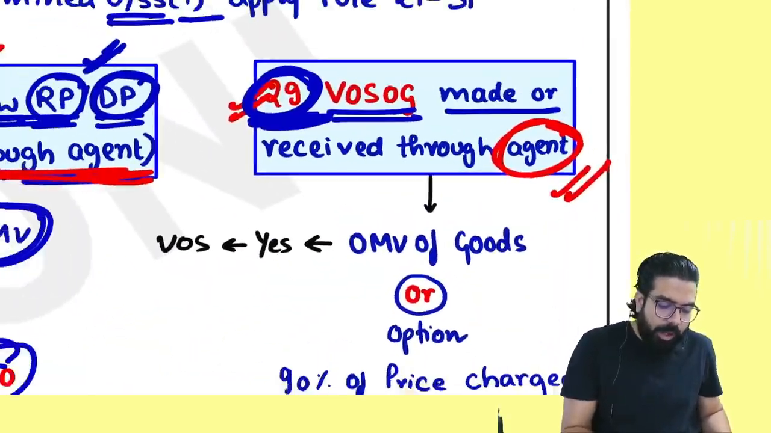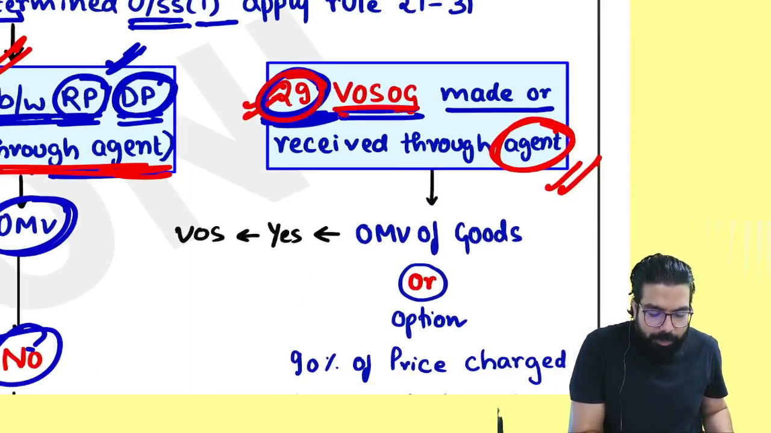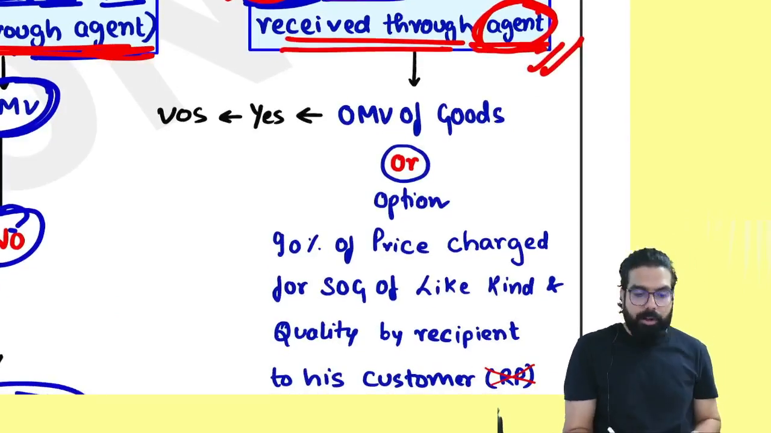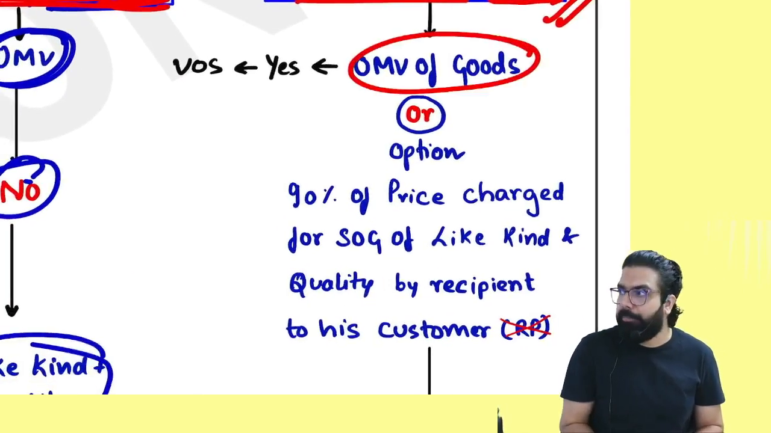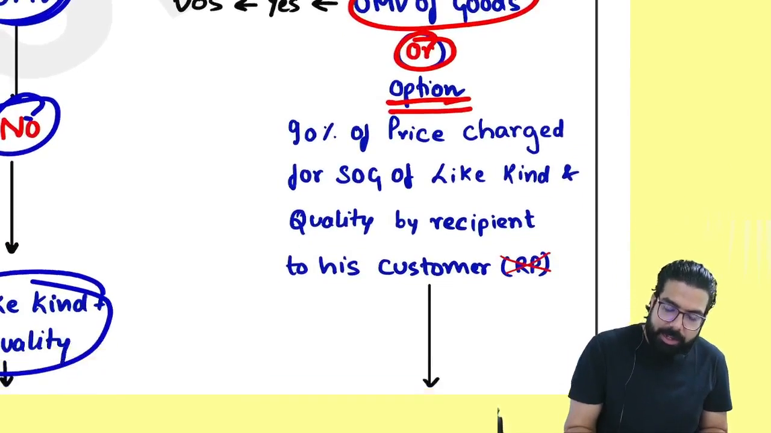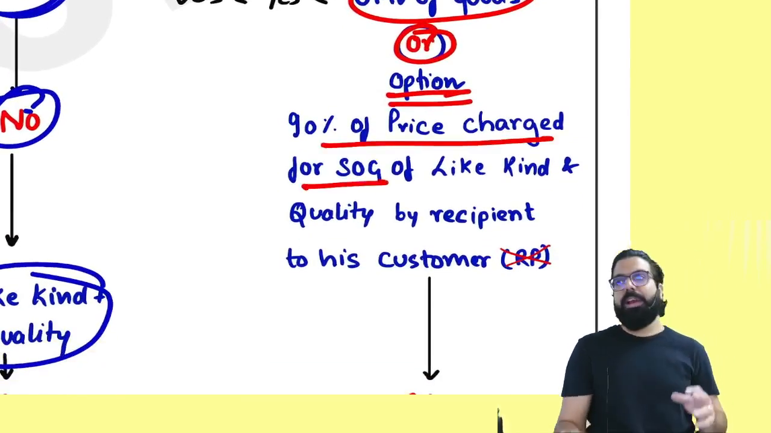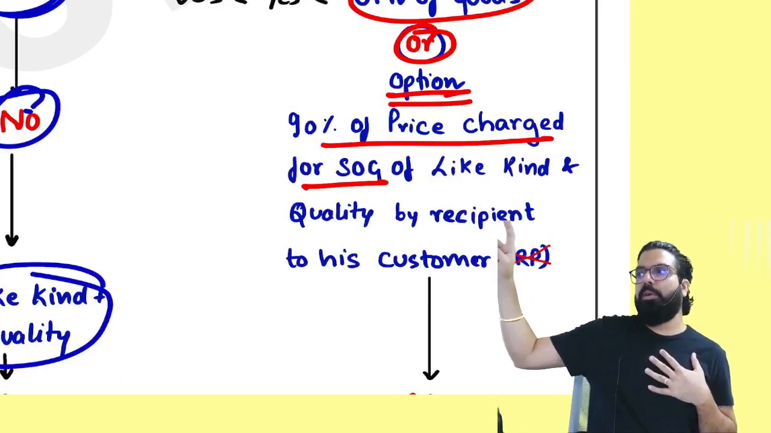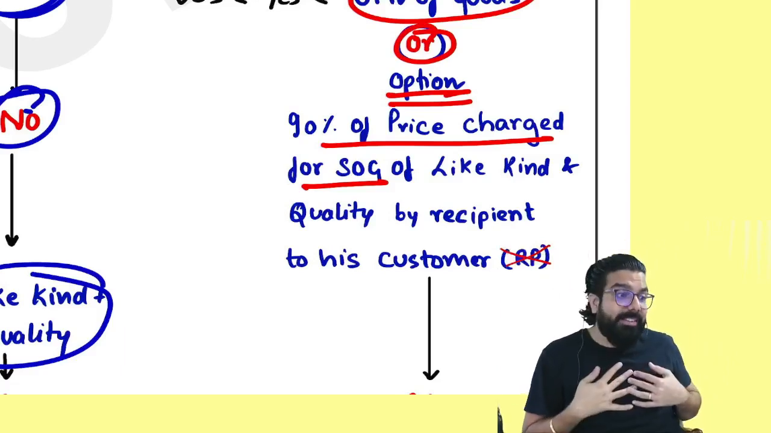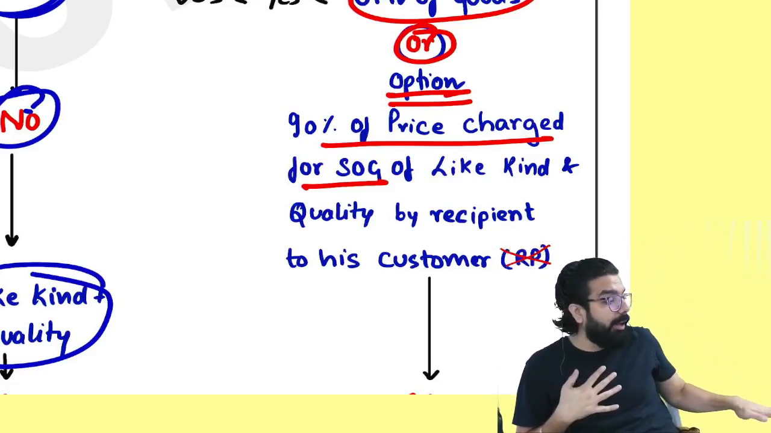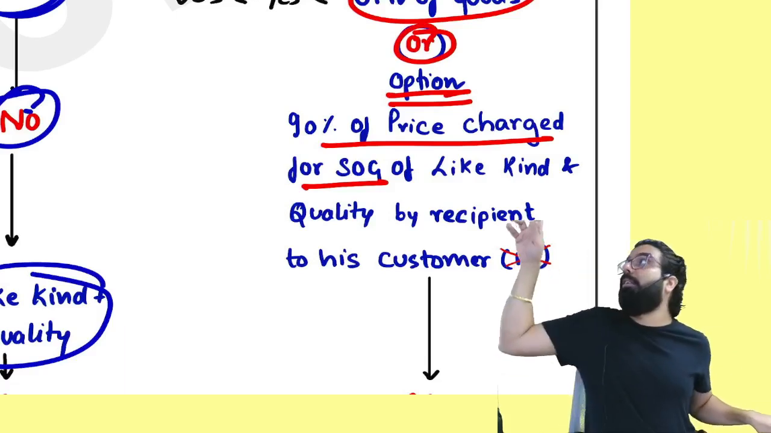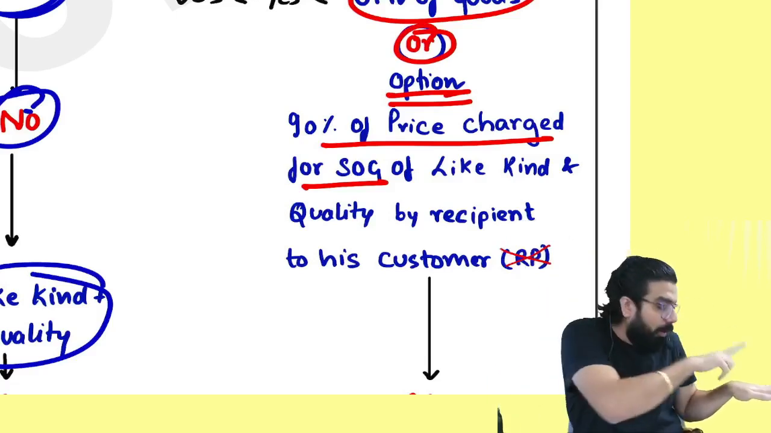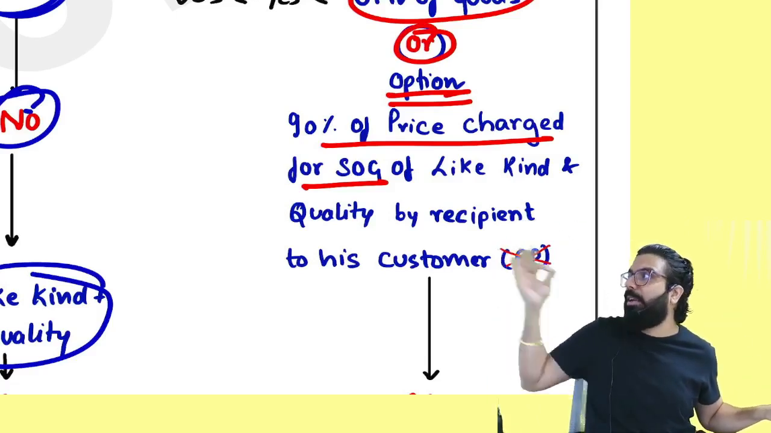Next. The next one over here is value of supply of goods made or received through an agent. Everyone over here. Always remember, open market value can be taken, or the option is there of 90% of the price charged. For example, I am an agent. My principal went ahead and supplied. First of all, the open market value of that supply can be taken, or the agent selling a similar item of like kind and quality, whatever price he is selling, 90% of that can be taken. Whatever like kind and quality I am selling, 90% of that can be taken as the value of supply between principal and me.